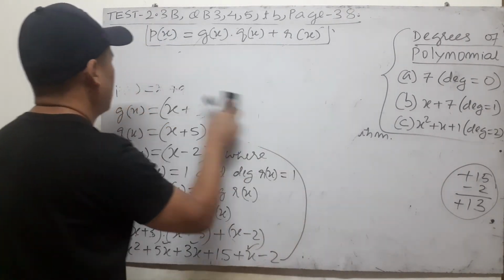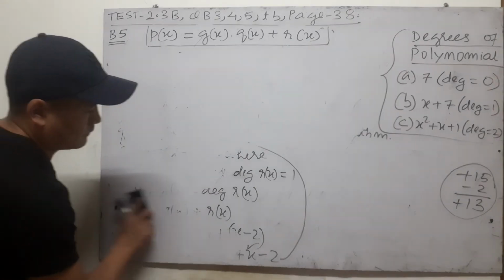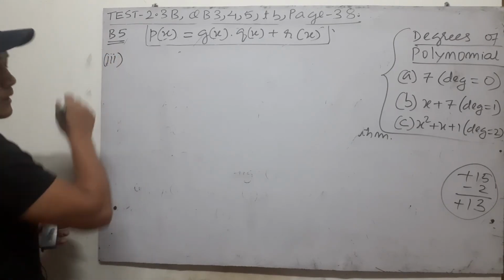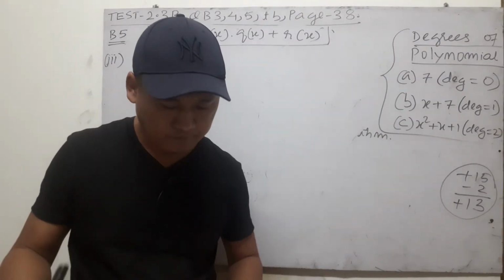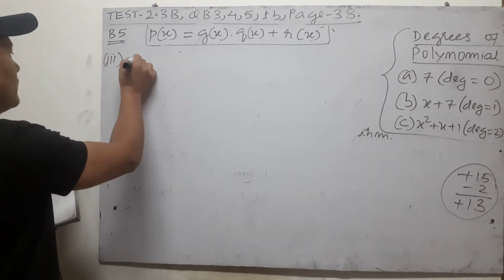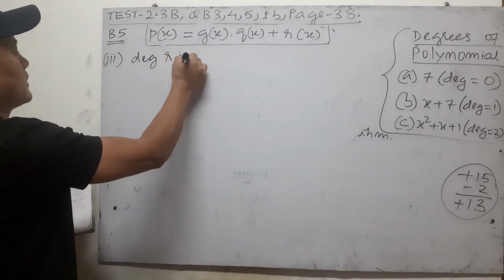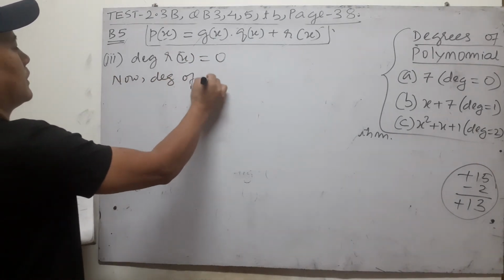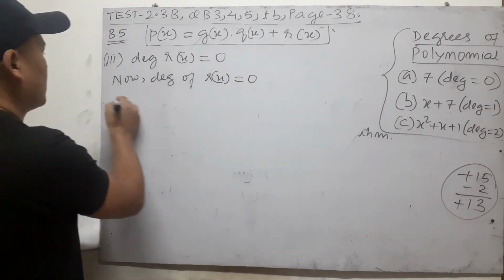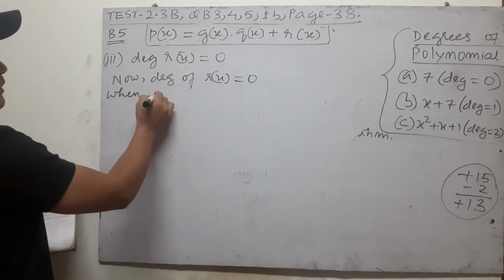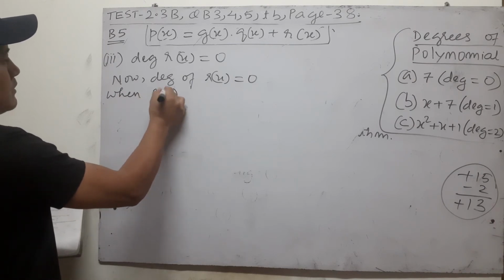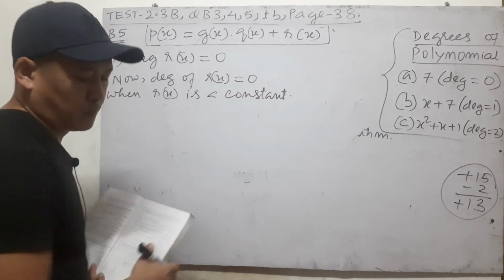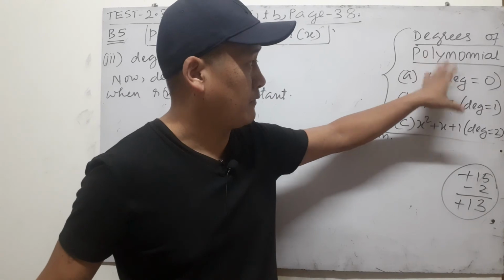Okay. So let's do that. The third one is B5 subheading 3. Let me read the question. Degree of r of x. Now, degree r of x this time should be equal to 0. Now, we know degree of r of x will be equal to 0 only when r of x is a constant number. Because degree of a polynomial is 0 only when it's a constant number like 7, 5, 2.